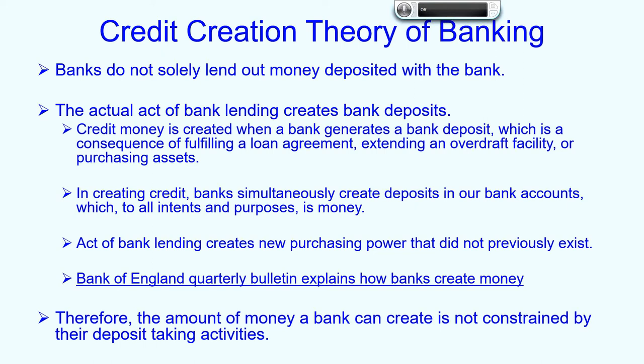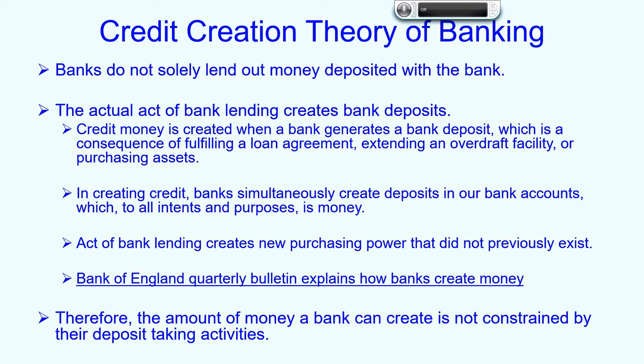And now I'd like to discuss the credit creation theory of banking, which has a very different approach to considering how banks create new money. The credit creation theory of banking states that banks do not solely lend out money that has been deposited with the bank, but the actual act of bank lending creates bank deposits. So credit money is created when a bank generates a bank deposit that is a consequence of fulfilling a loan agreement, extending an overdraft facility, or purchasing assets. In creating credit, banks simultaneously create deposits in our bank accounts, which are to all intents and purposes money.